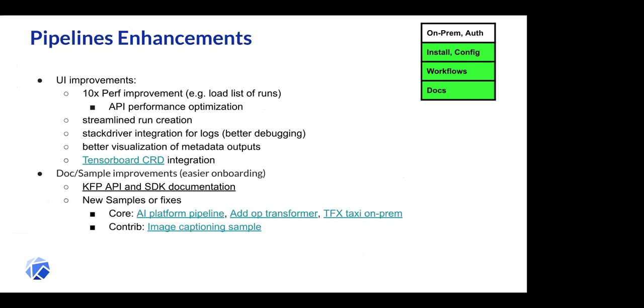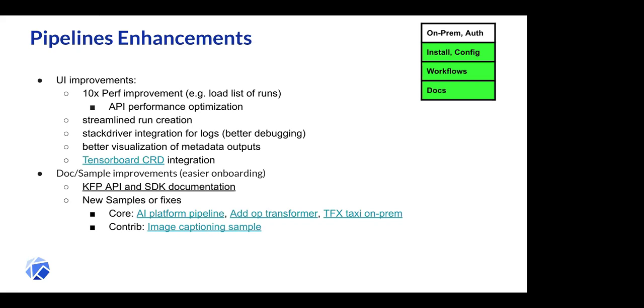On the pipeline front, first we will start with UI. First of all, we've made big perf improvements on the page load. For example, loading the list of runs, the performance has been improved from the magnitude of minutes to seconds. And it's primarily thanks to the backend API perf optimization.